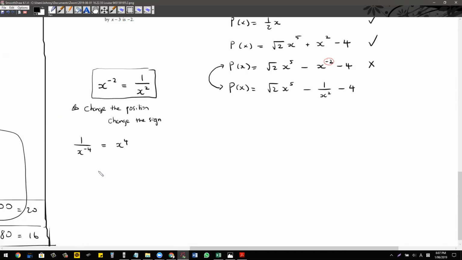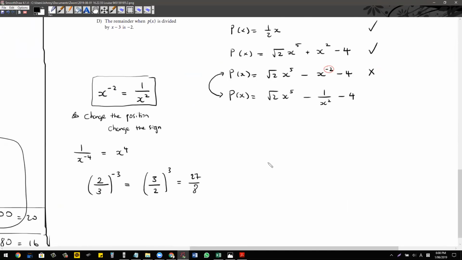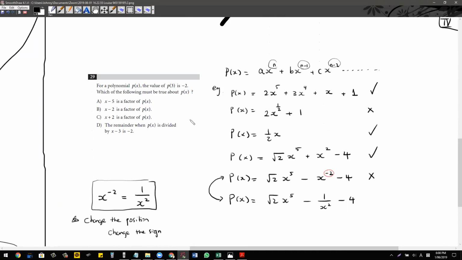If you have like 2 over 3 to the power of negative 3, this can be changed to a positive power. This one can go down, this one can go up, like that. The same thing, and there's 27 over 8. Anyway, so these are polynomials. These are not, the crosses, these are not.